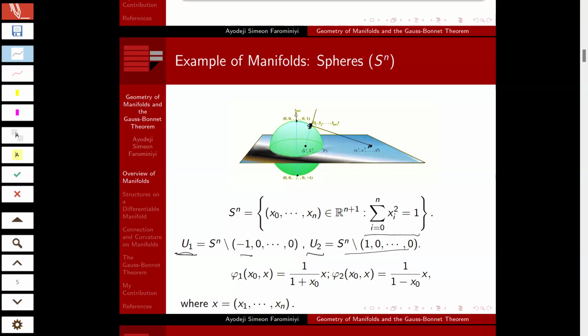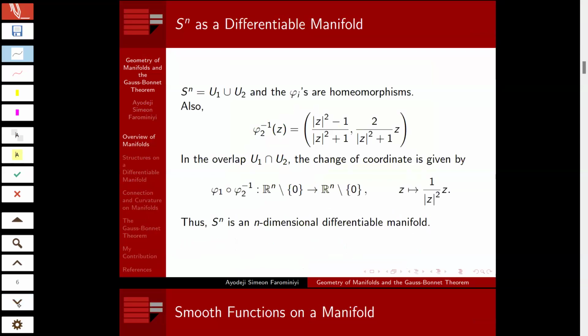This is a topological manifold because, of course, these are homeomorphisms. But is it a differentiable manifold? That is what we see in the next screen. We can obviously see that U1 union U2 gives Sn, and the phi i's are homeomorphisms. The transition map, which goes from Rn minus 0 to Rn minus 0, is given by this map, and obviously it is a smooth map. It is differentiable, and it has a smooth inverse. So this makes the sphere a differentiable manifold and not just a topological manifold.